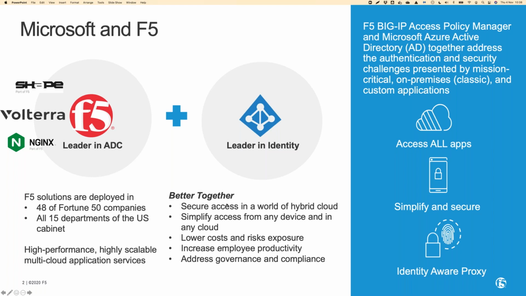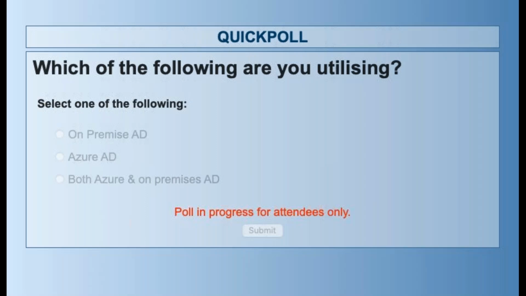Now, at this point, I don't know if we can pop the poll up on the screen around the Azure identity. There we go. I think that's just popped up. It'd be interesting to find out, from a Microsoft Azure point of view, whether you're currently using on-premises AD only, purely Azure AD for the cloud, or a hybrid approach, a combination of both of them.